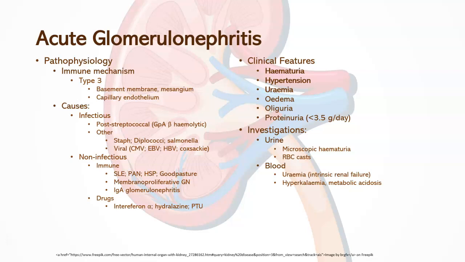Investigations may include urinary investigations. We're looking for microscopic hematuria, and the presence of red cell casts and granular casts are highly suggestive of glomerulonephritis. The blood picture shows uremia due to intrinsic renal failure, and the patients are often hyperkalemic and have a metabolic acidosis, both of which can be attributed to their renal failure.